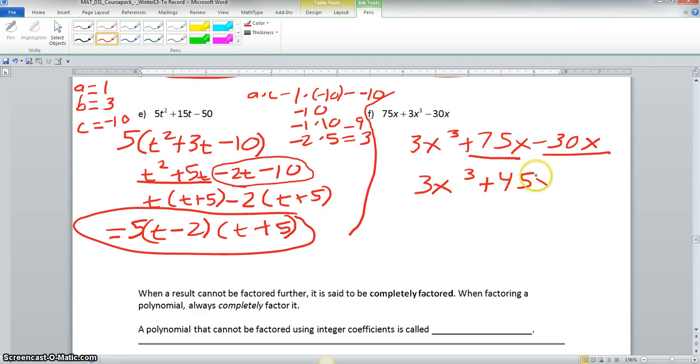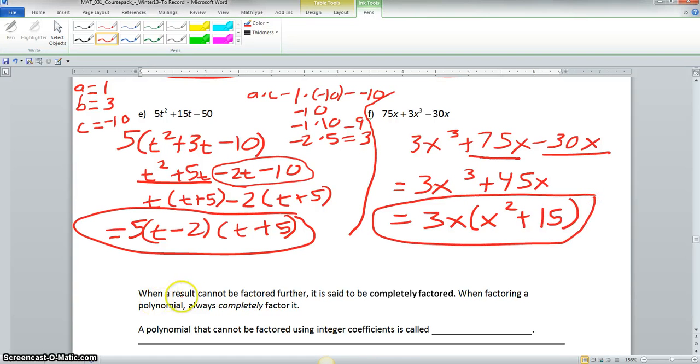Now we look here, we have two terms, and these two terms have in common 3x. Now what would be left in the parentheses here would be x squared plus 15. And that is it for this problem.